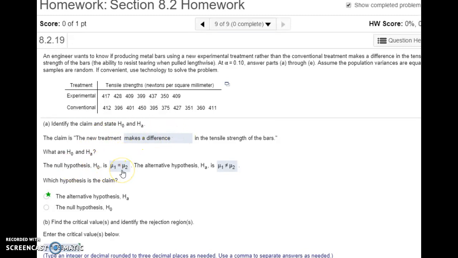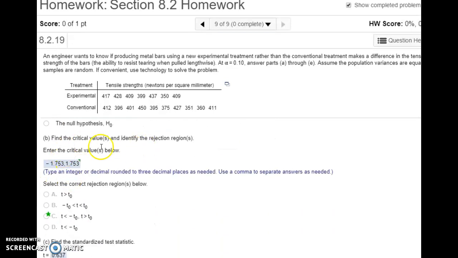So our null needs to be that the two population means are the same, there is no difference, and that lets us have our alternative hypothesis that there is a difference. The means are not equal to each other from the two populations. And now if we can run a hypothesis test, if we're able to reject the null, then we have reason to believe the alternative is true and we can accept our claim and prove that our claim is true. So our claim is the alternative.